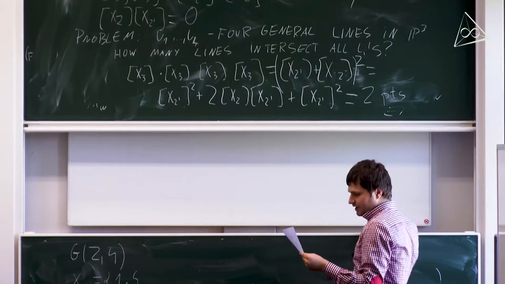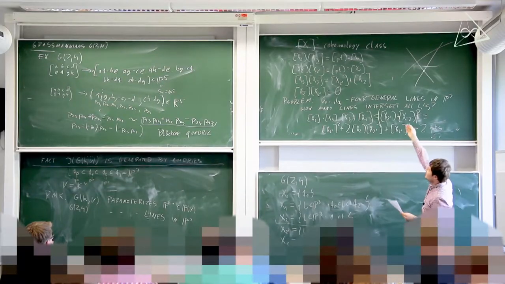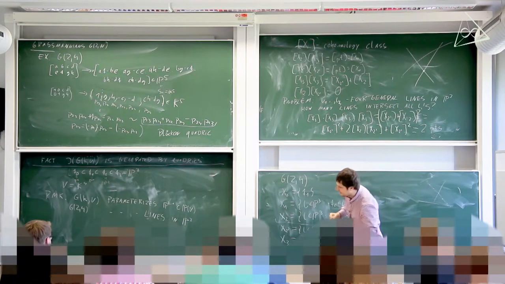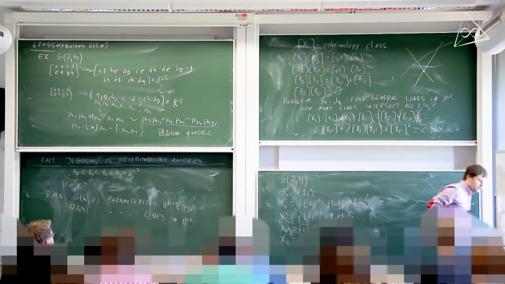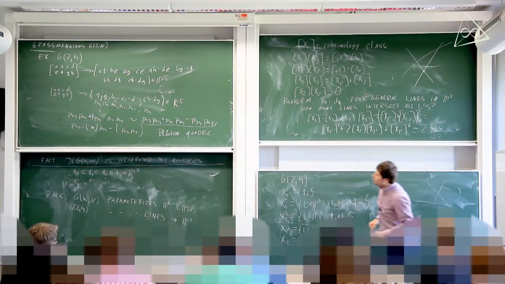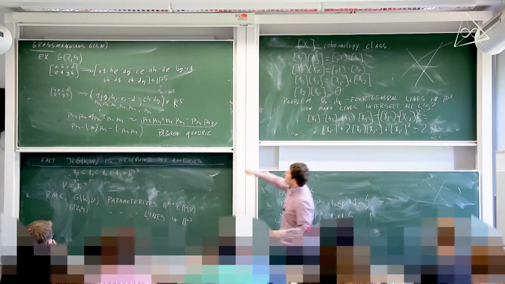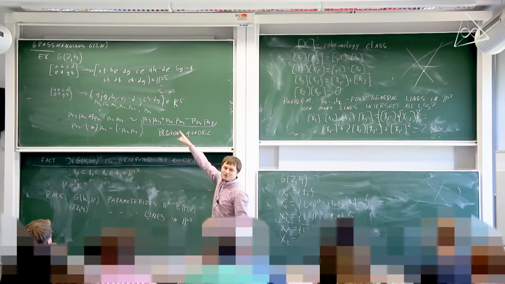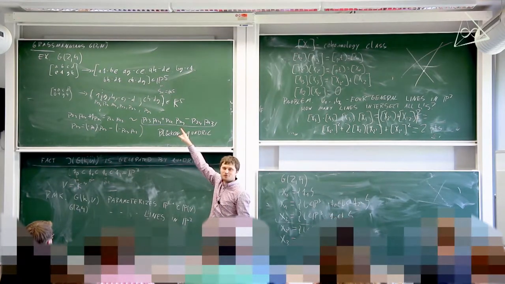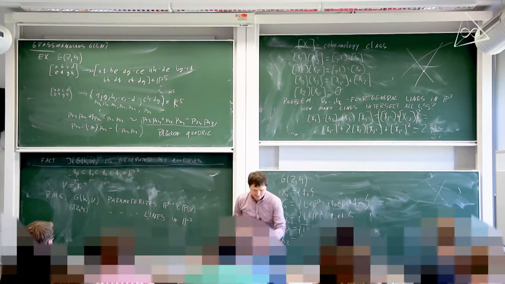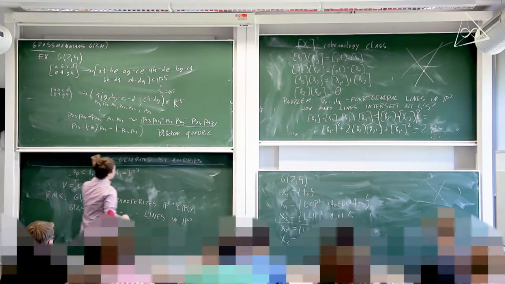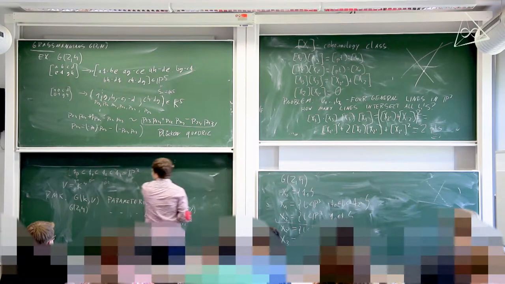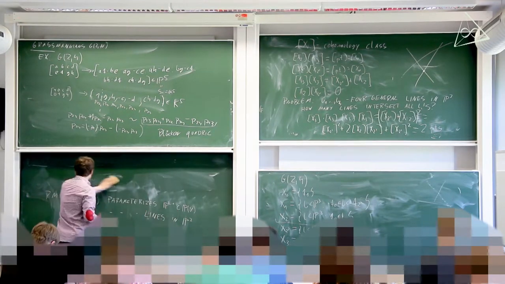And what you can find in the notes are more complicated examples, and in the exercises, of such computations. We want to get back to Grassmannians G2N. So far we understood G2N really well, and let's think about G2N. Any questions?